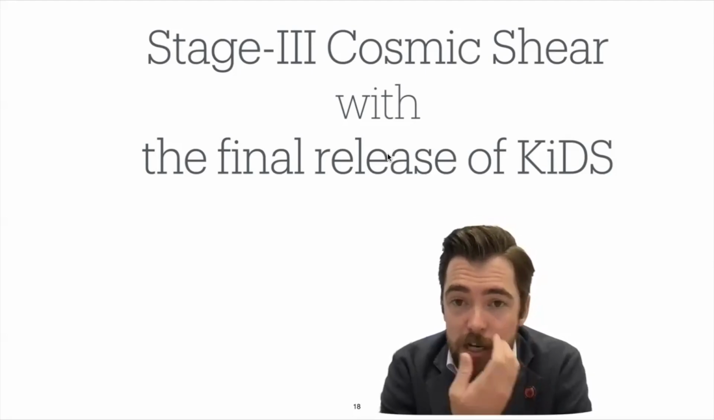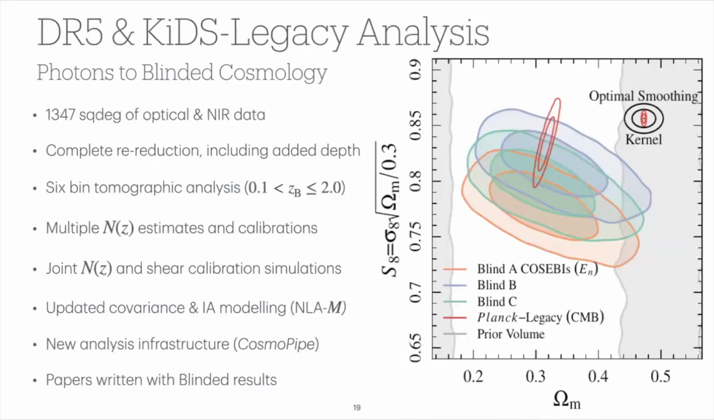So that brings us to stage 3 analysis of cosmic shear with the Kilo-Degree Survey and the analyses that we have done. DR5 is more than just an incremental increase in area going above the 1,000 square degrees of data previously analyzed by the Kilo-Degree Survey. In DR5, we present not only an increase in area to 1347 square degrees of data, but a complete re-reduction of the survey to include additional depth in the I band, one of the crucial bands for our photometric redshift estimation, an extension of the survey to higher redshift in the form of a sixth tomographic bin, new and better estimates of the source redshift distribution that I'm going to focus on, and we also update our covariance and intrinsic alignment modeling through better models and new codes that we're going to be talking about as well.